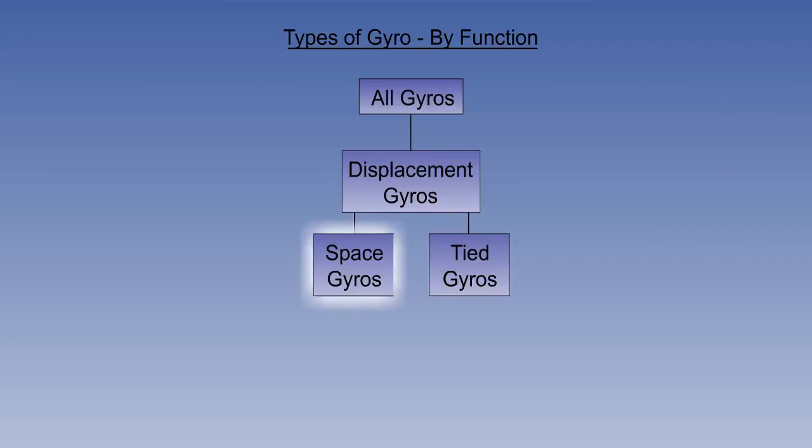Space gyros are unrestrained by any external force and are free to wander. Tied gyros, as the name implies, are tied or restored back to some required orientation by an external force. Finally, a subdivision of tied gyros is the earth gyro. Earth gyros have their orientation maintained by gravity.